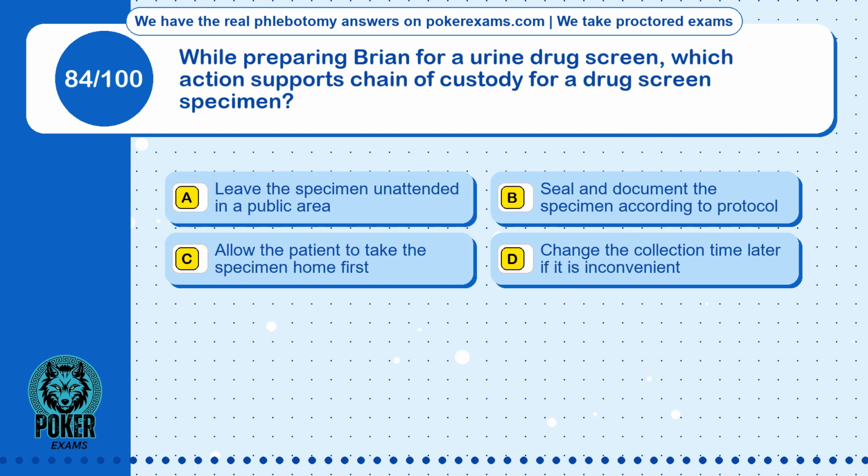Question 84. While preparing Brian for a urine drug screen, which action supports chain of custody for a drug screen specimen? Option A. Leave the specimen unattended in a public area. Option B. Seal and document the specimen according to protocol. Option C. Allow the patient to take the specimen home first. Option D. Change the collection time later if it is inconvenient.